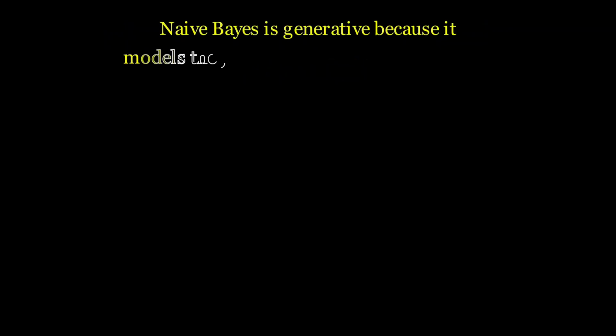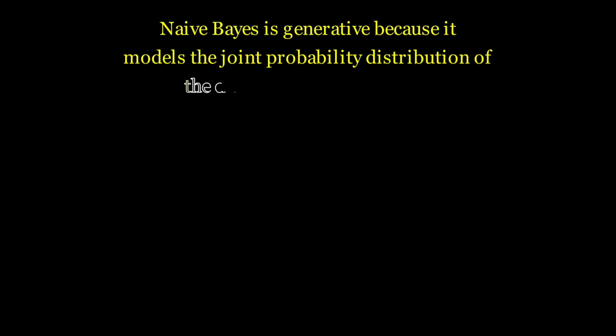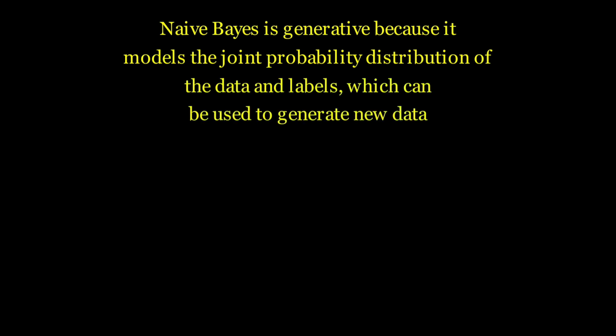Why is naive Bayes a generative AI model? Naive Bayes is generative because it models the joint probability distribution of the data and labels, which can be used to generate new data or predict outcomes.